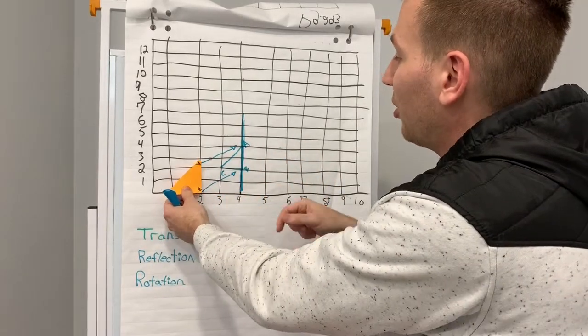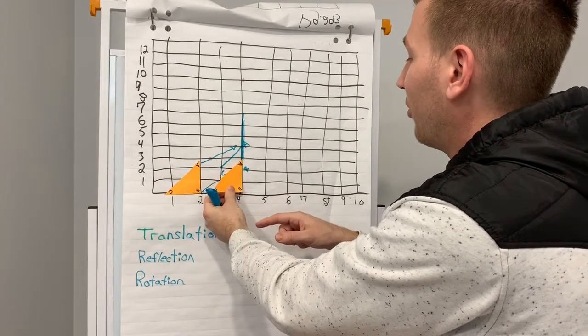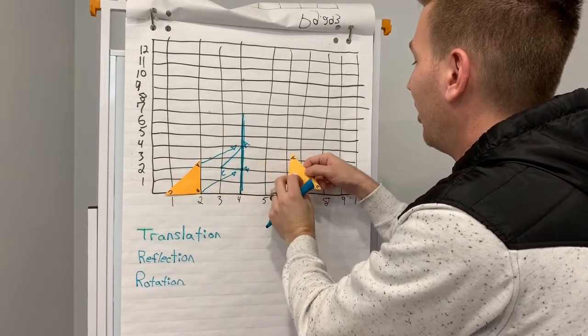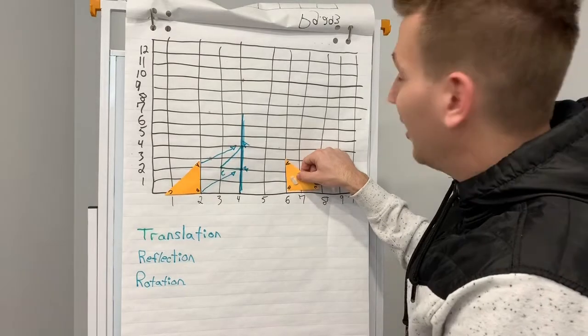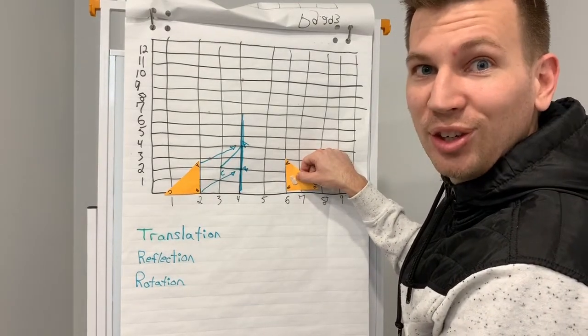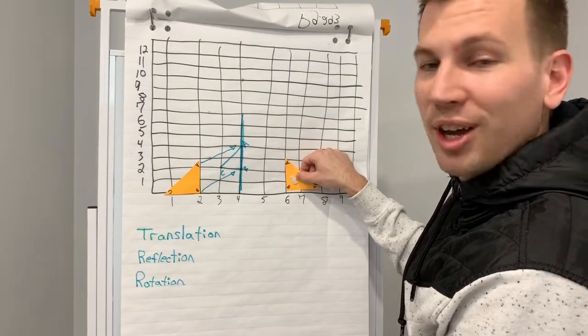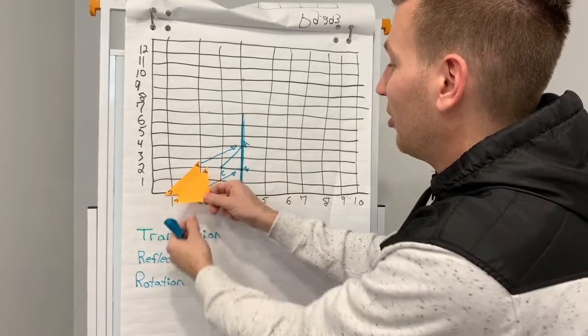So all you've got to do is count 2 spots over, count 2 spots over, and then flip it. And then you have successfully reflected your image. Okay, that's a little confusing, so I'm going to do it again. I'll do it a little slower.